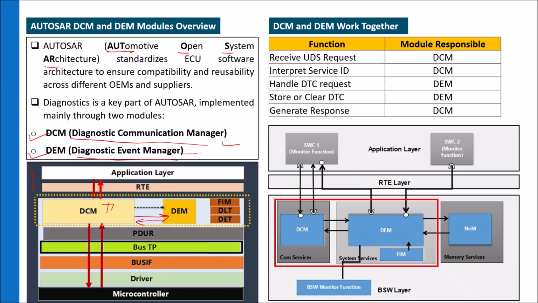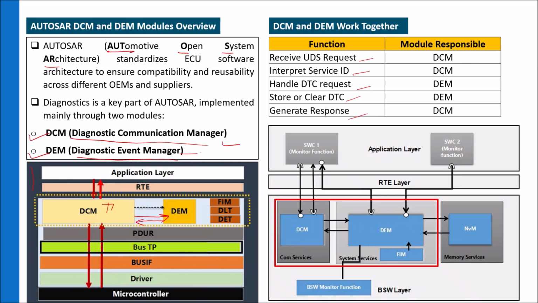Here in this table you can see how DCM and DEM work together. DCM will receive the UDS request and interpret the service ID, which we have already discussed, handle the DTC request, and generate the response.